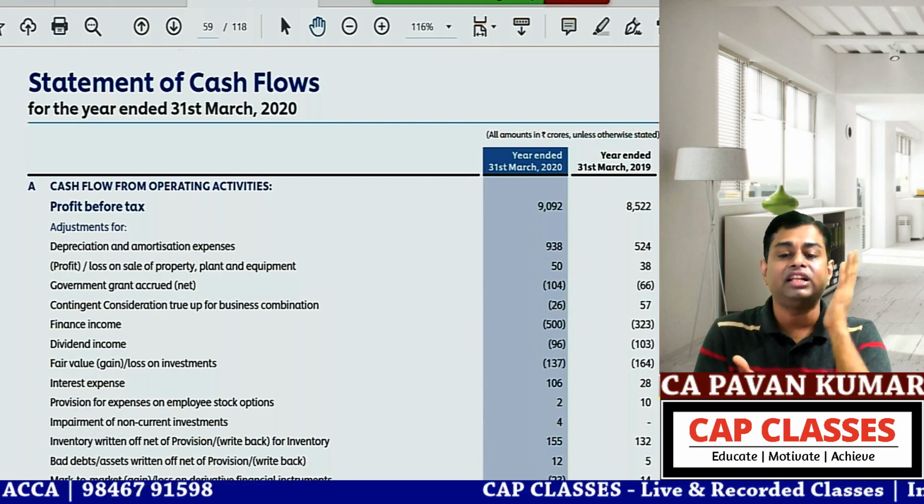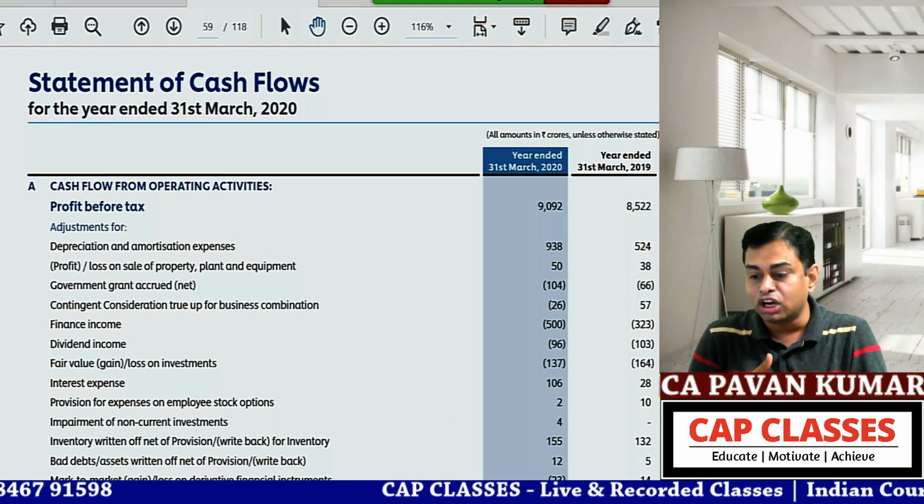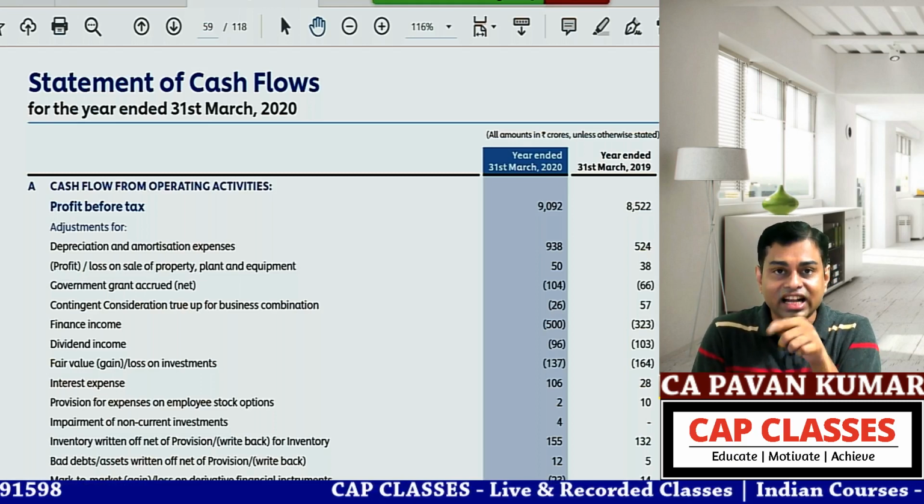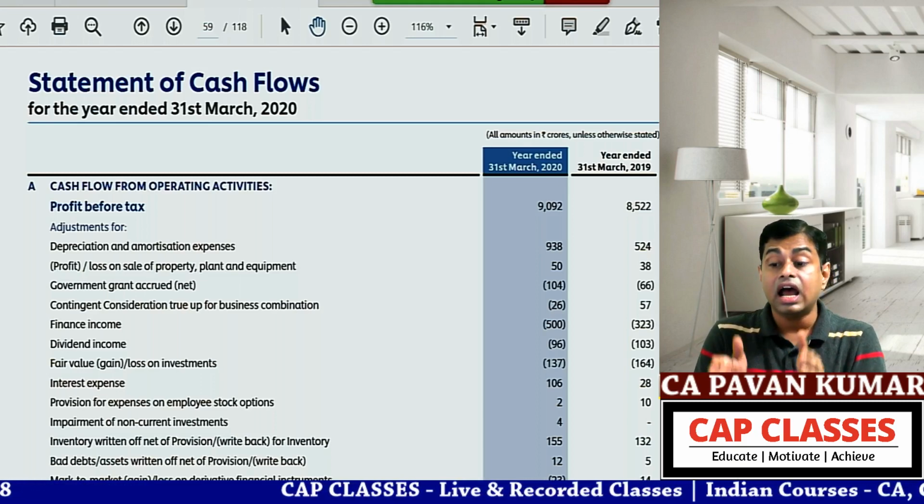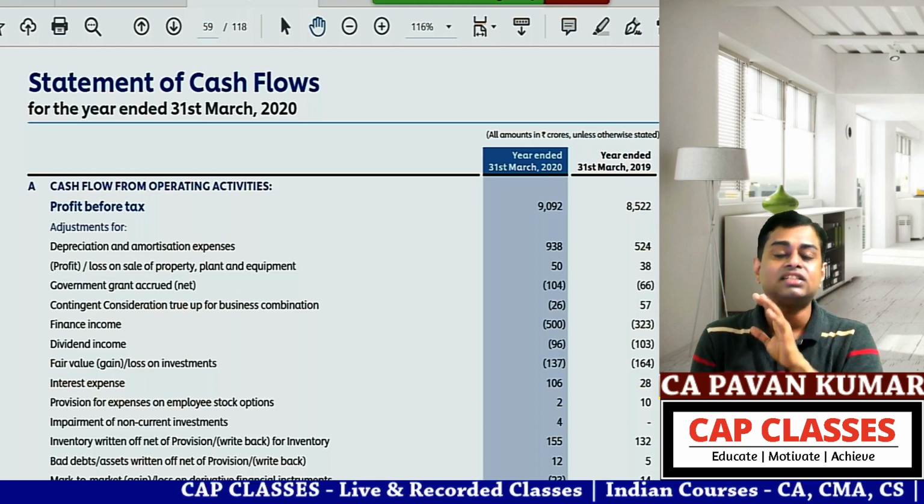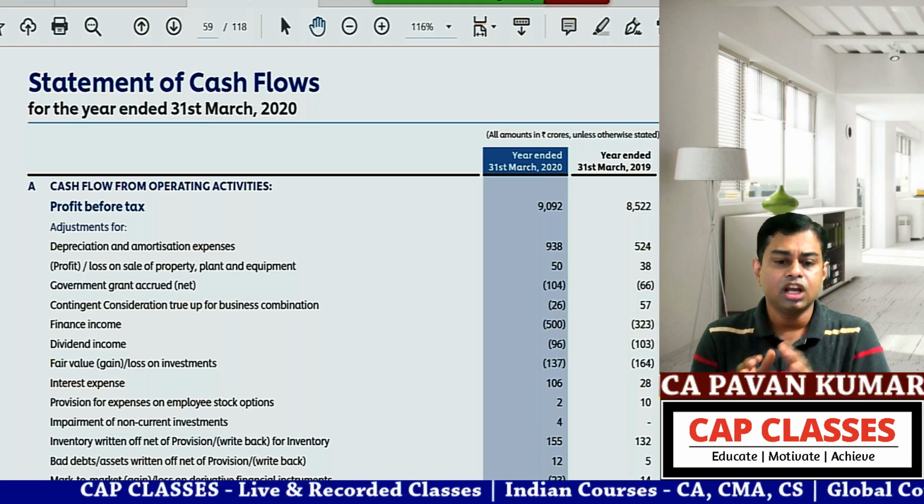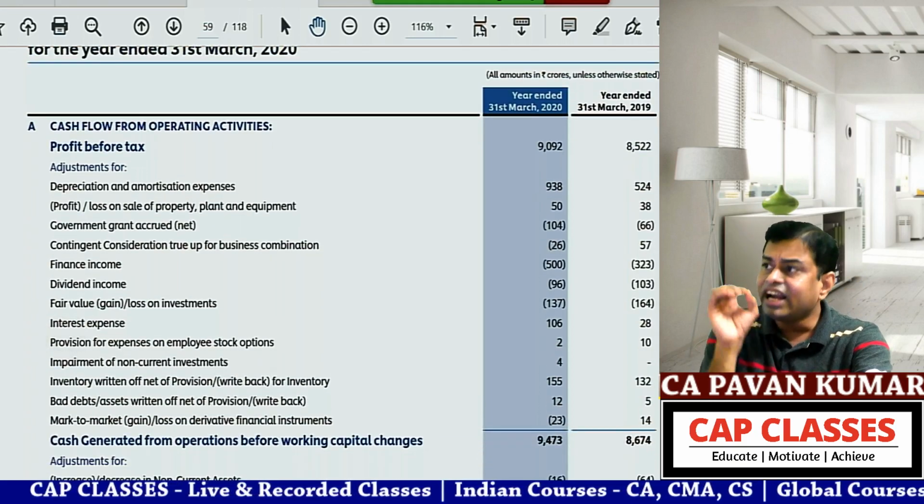This is the latest cash flow statement, 31st March 2020. 2021 has not yet come, because we are sitting on 22nd March. On 31st March, the financial year ends. So as far as the availability of data is concerned, this is the latest cash flow statement of Unilever. I have downloaded this just to show you. So all of you just read whatever is there.